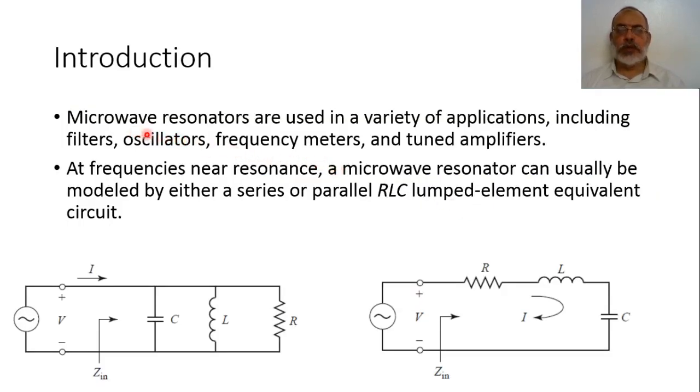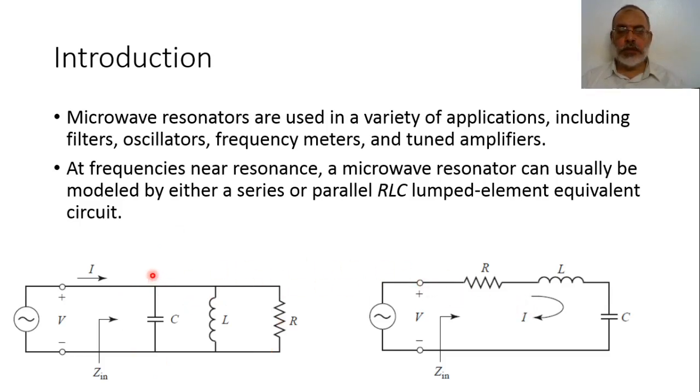Microwave resonators are used in a variety of applications like filters, oscillators, frequency meters, and tuned amplifiers. In general, near the resonance, microwave resonators can be represented either as a series resonant circuit composed of R, L, C elements connected in series, or as a parallel R, L, C circuit. So we have two types of resonant circuits: parallel RLC circuits and series RLC circuits. Through our study of this chapter, we are going to discuss different types of resonators. Almost all of them will finally be represented in one of these two forms.